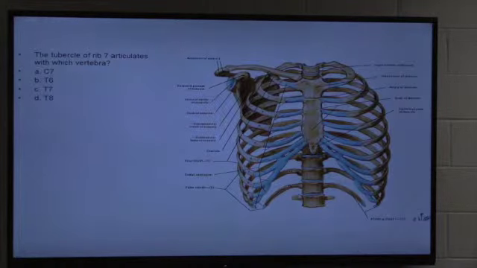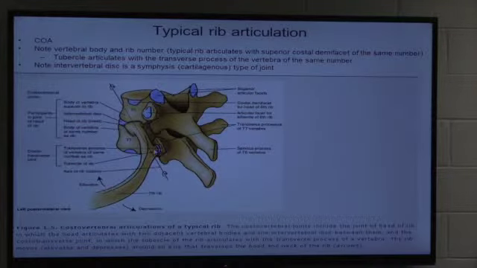Okay. The tubercle of rib 7 articulates with what vertebrae? 7 cervical? Yes? No? Okay. 6, 7, or 8. Okay, so you have to remember that the tubercle is going to articulate with transverse process of the same number of vertebrae. Okay. This is showing a typical rib, because some of these ribs are atypical because they don't articulate with 2 vertebral bodies. The typical ones do.